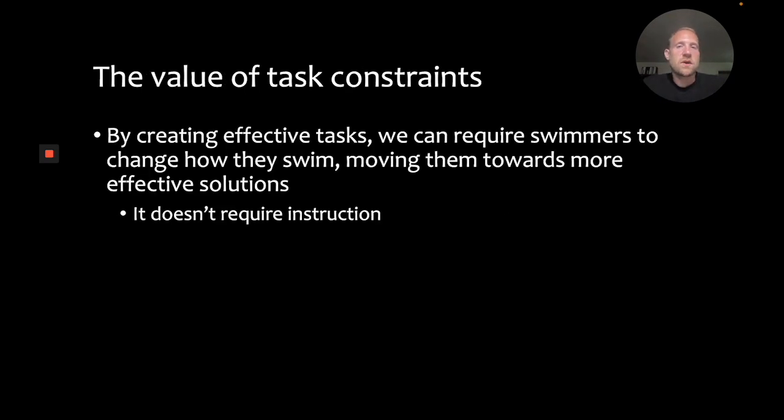So what's the value of using task constraints? As I just mentioned, we can force swimmers to change how they swim by placing task constraints that remove options that they would otherwise choose. And best of all, doing so doesn't require instruction. As you saw in the last example, as I changed different task constraints, swimmers had to swim differently, and in that case, be more effective with applying propulsion with their upper body.